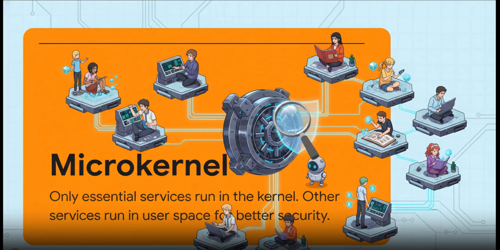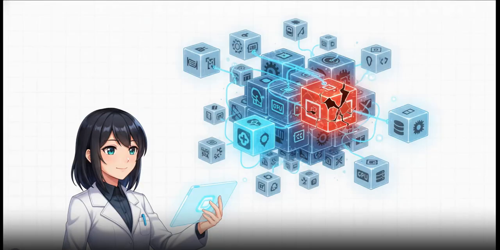Imagine the core of your OS as a tiny, super protected vault. In a microkernel, only the most critical stuff runs inside that vault. Everything else, drivers, file systems, you name it, runs outside as separate programs. That modular design is Genode's superpower.